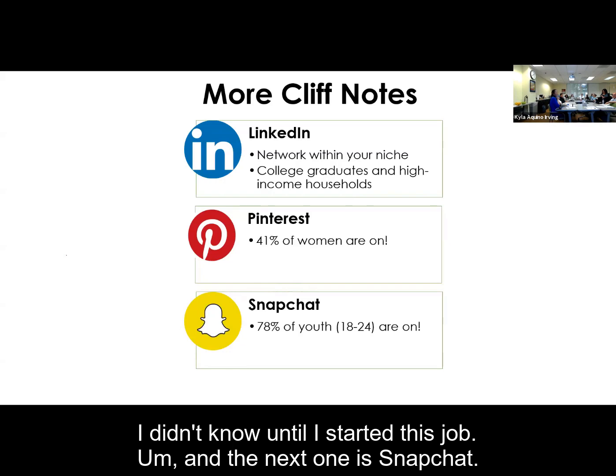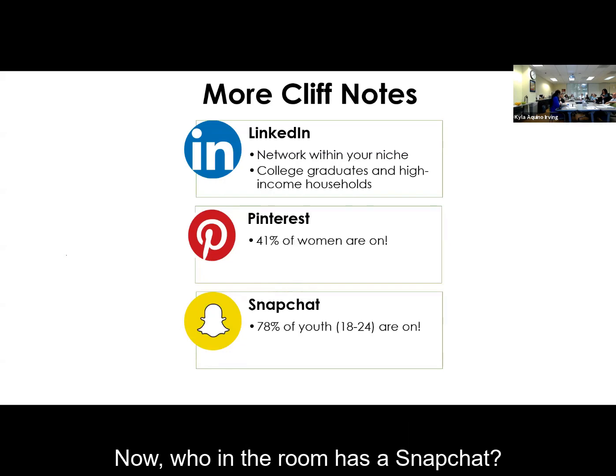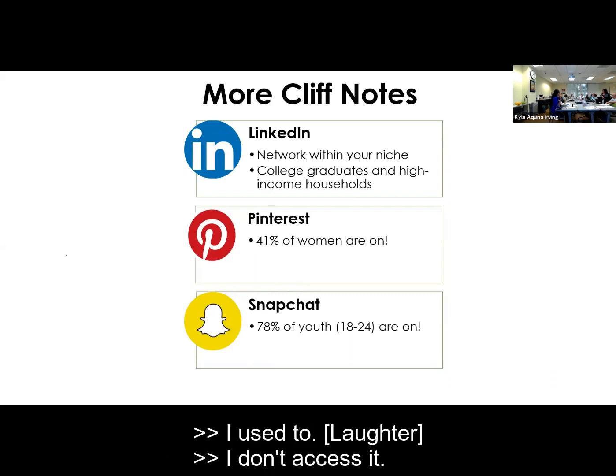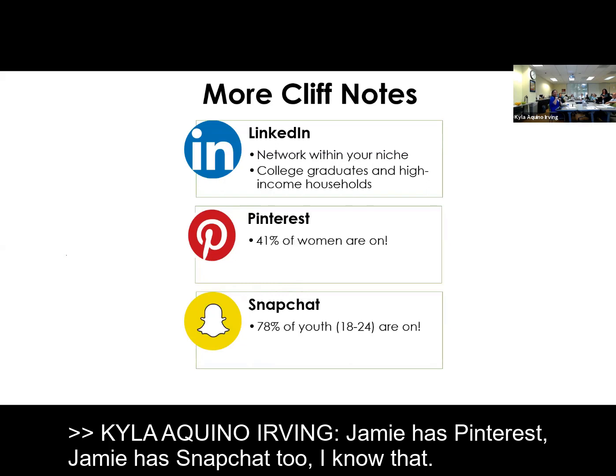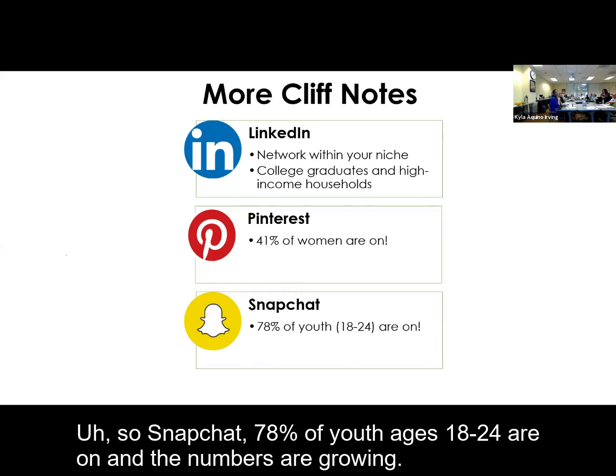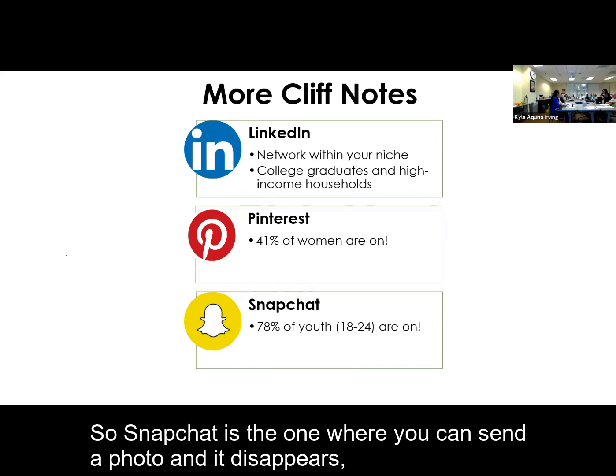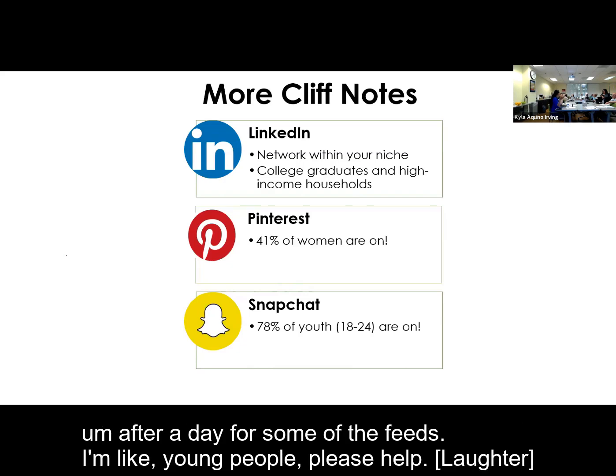And the next one is Snapchat. Now, who in the room has a Snapchat? I used to. So Jamie has Pinterest. Jamie has Snapchat too, I know that. So Snapchat, 78% of youth ages 18 to 24 are on, and the numbers are growing. So Snapchat is the one where you can send a photo and it disappears after a day for some of the feeds. I'm like, young people, please help.